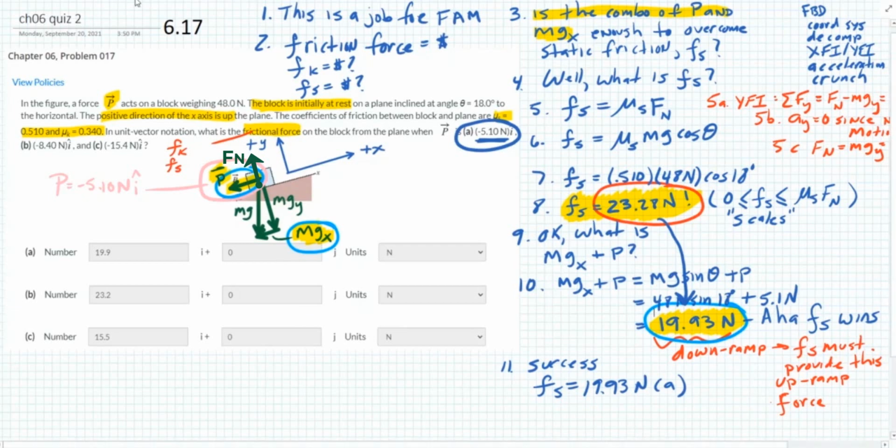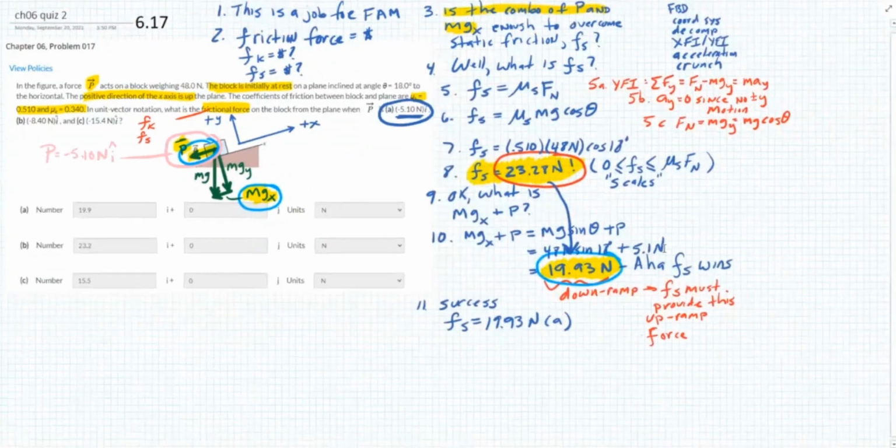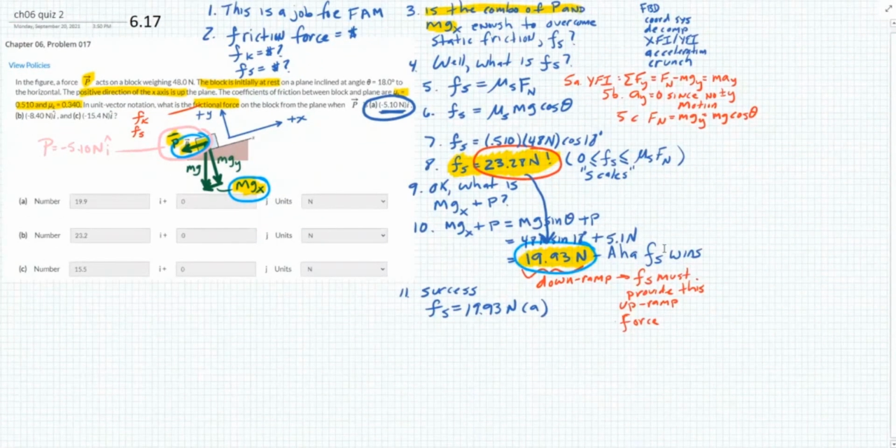All right, let's move on, because now we have a different P force. What happens if you crank up the force? So basically you're saying, I'm getting impatient, I want to move this box down the ramp. So now part B, step 12, part B is saying, what if P, this down ramp force, is now 8.4 newtons down the ramp like that? Everything stays the same. So we can kind of fast track this now, not cut corners.